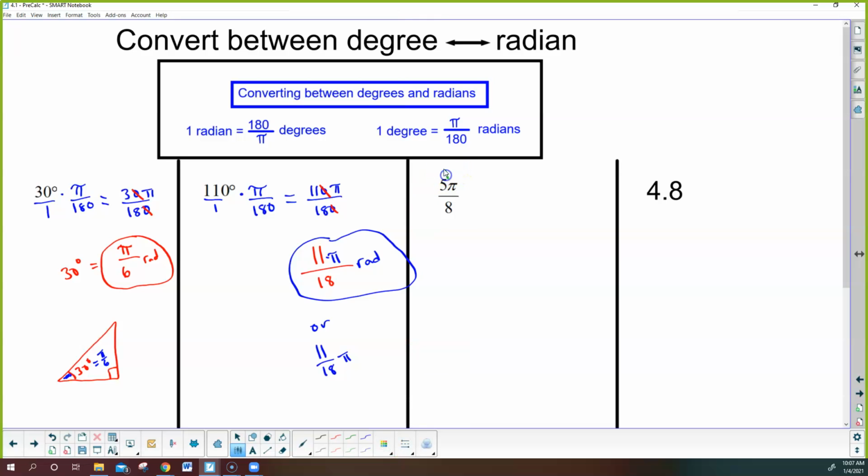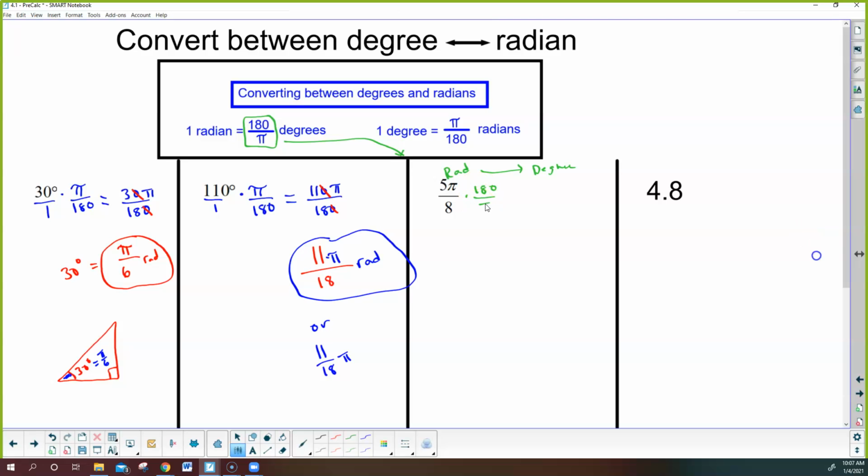Okay, so what about the radian measure? Now I have radians. I want to turn this into degrees. I think there are 2 ways to do this. I'll show you the conversion way, and I'll show you another way and see which way you like. What we need to do is get rid of the pi. And the only way to get rid of the pi is to multiply by 180 over pi. Watch what happens.